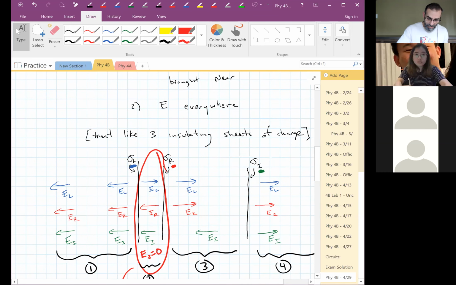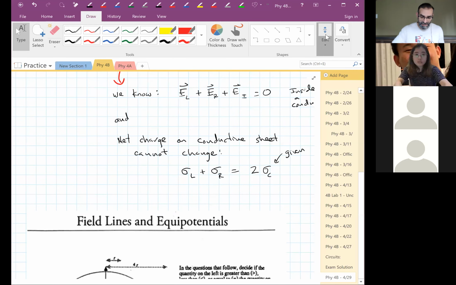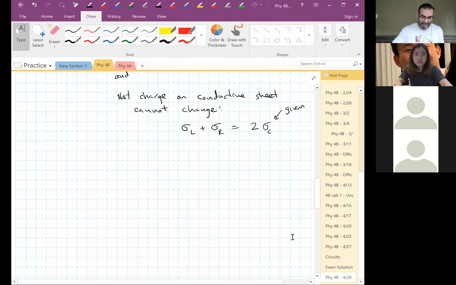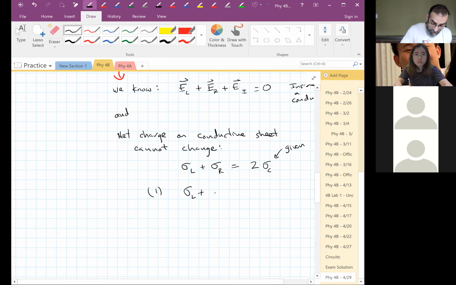All right, so what do I have here? I have two equations. So I can use those two equations to solve for my two unknowns, sigma left and sigma right. Once I know sigma left and sigma right, then I can solve for the electric fields everywhere. So let's start with the easy one right here. Sigma left. So here's equation number one. Sigma left plus sigma right is equal to 2 times, what did I say it was, minus 6?